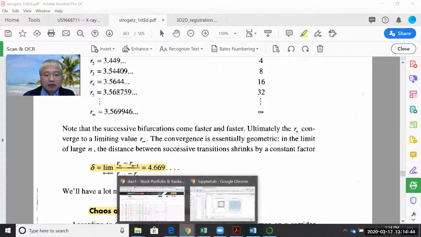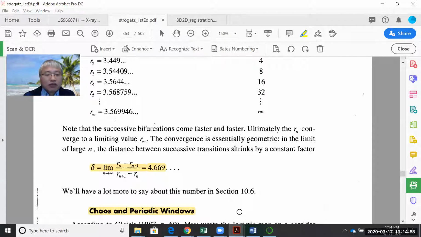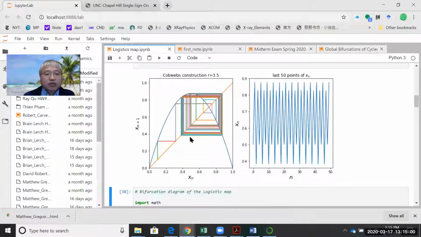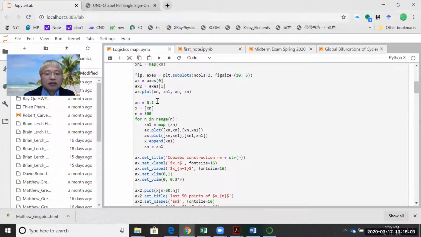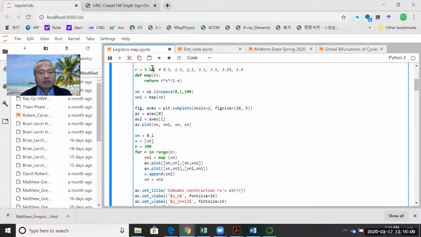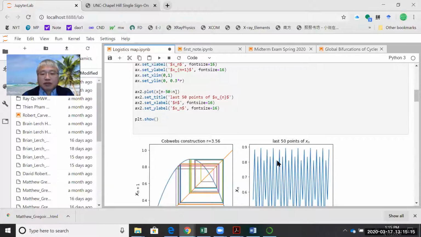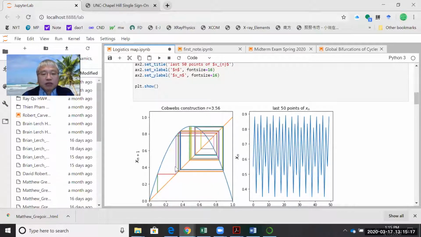Let's go back to my simulation. So here 3.5 is doubling. What is the value? The value is say 3.5699. So let's try 3.56. In this case, it's still many periods. You can see it's a 1 window, 2 windows, 3 windows. This is probably period 8 or 16.